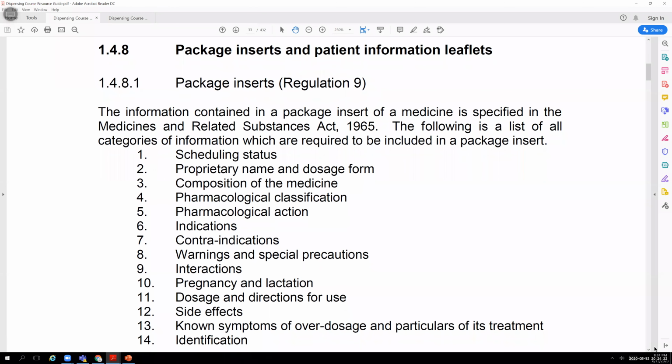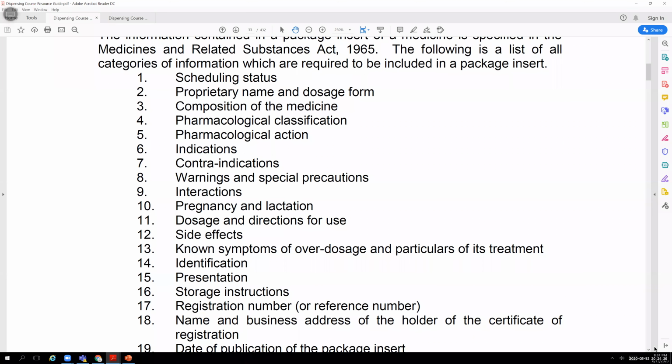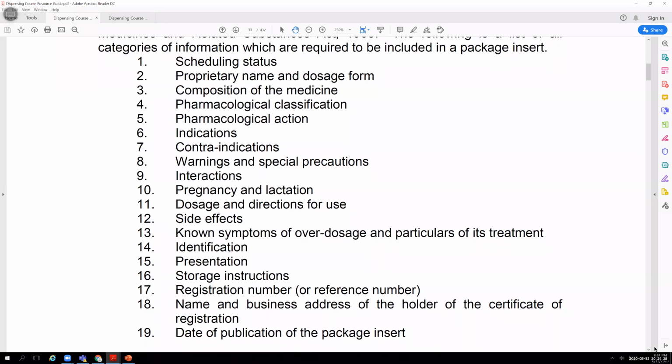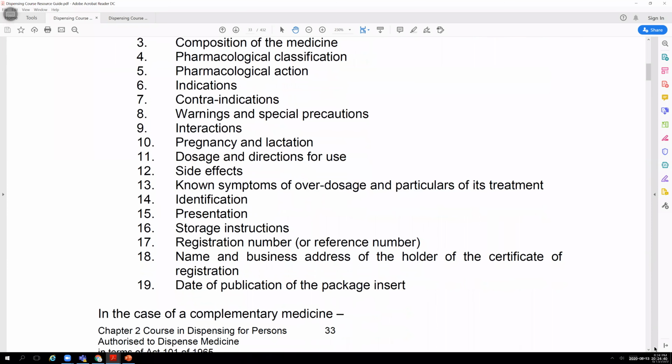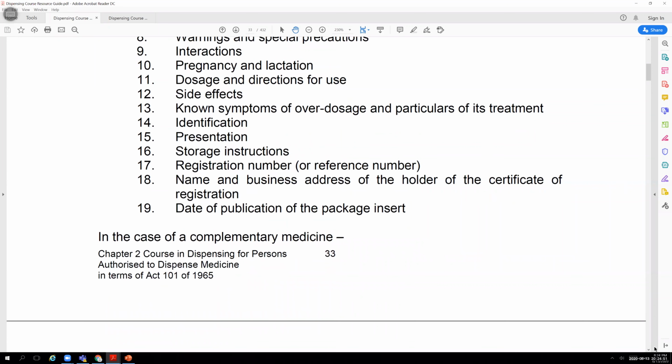So the schedule, to say Schedule 1 or Schedule 2, the name of the drug, contraindications, pregnancy, whether the drug is safe and how it can be used during pregnancy and breastfeeding, the dosage, side effects, storage instructions, and then the name and business address of the holder and when this package insert was actually written. So that is very important.